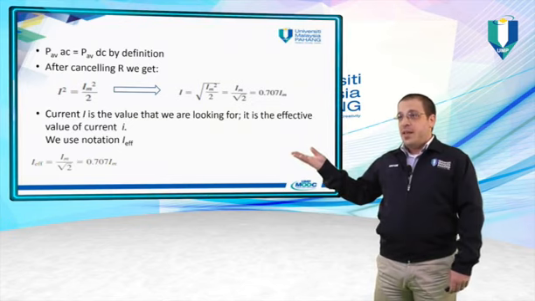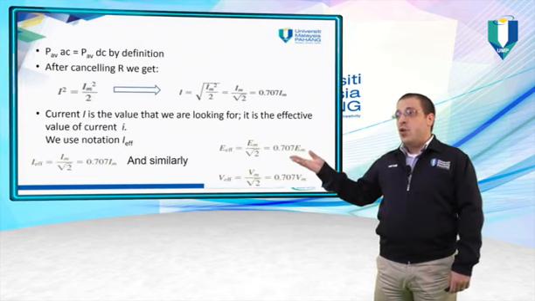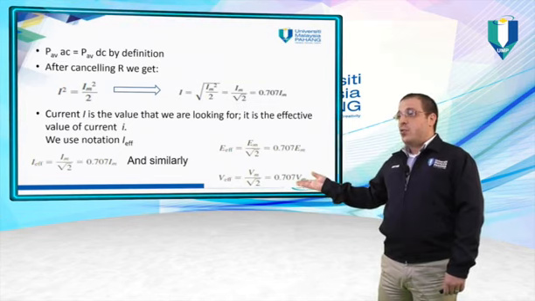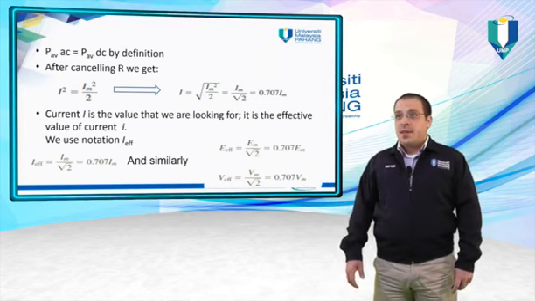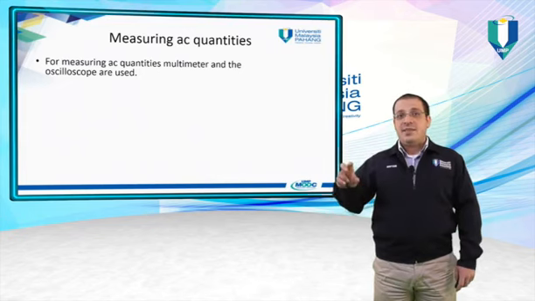So I effective equals Im divided by the root of 2, or 0.707 Im. And similarly, E effective equals Em divided by the root of 2, or 0.707 Em, and V effective is Vm divided by the root of 2, or equal to 0.707 Vm. So this is actually the value that a multimeter measures.